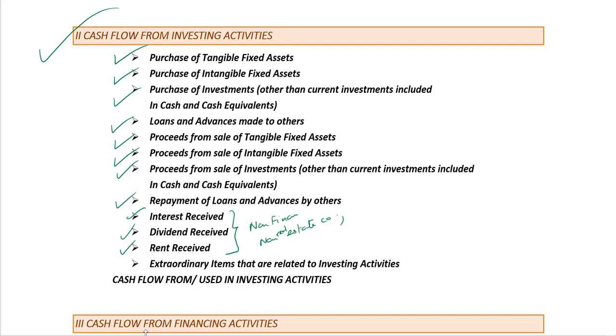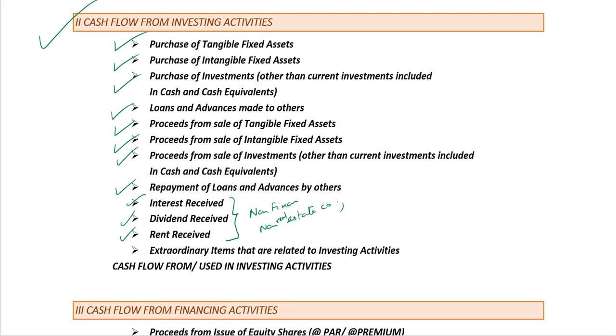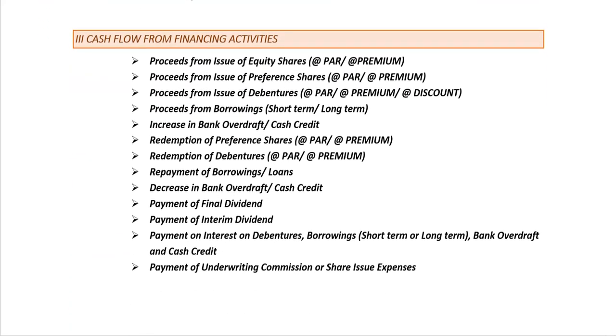And after adjusting any extraordinary items which are related to investing activities, we arrive at cash flow from investing activities where the net amount is a positive figure, and cash used in investing activities where the net amount is a negative figure. Let's proceed to Roman number 3.